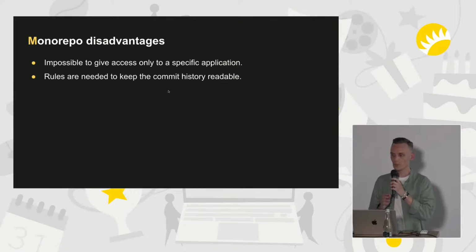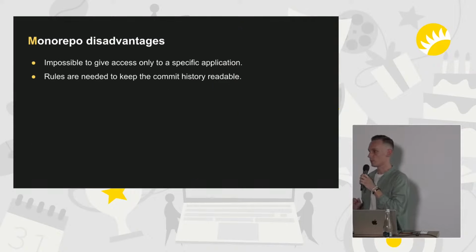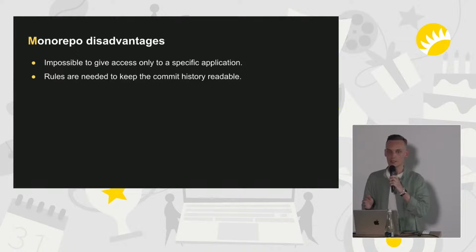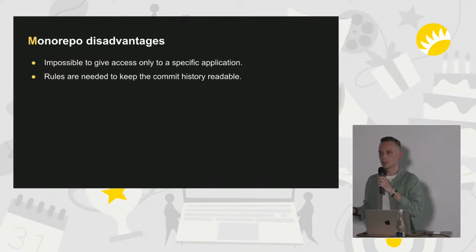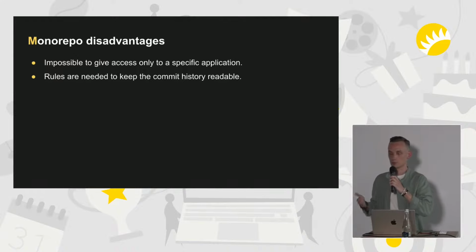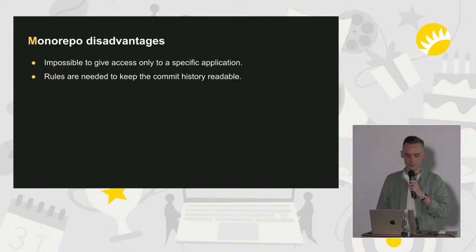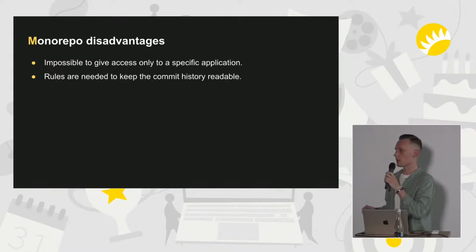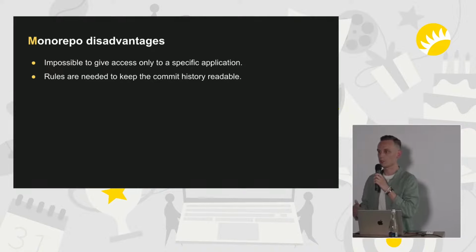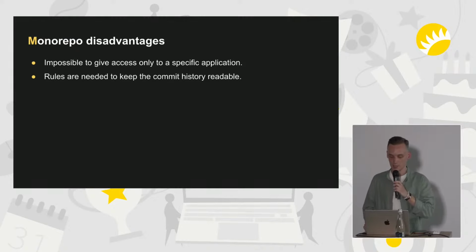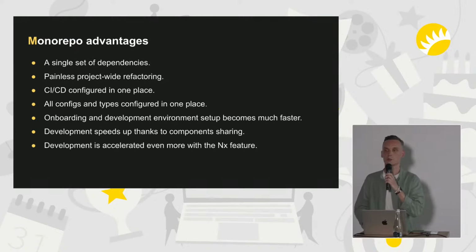Sure. At first, there is no way to share access to a specific application. A developer with access to the repository has access to the whole code base. And a team must agree on a way to name commits and branches so the commit history is readable and understandable. But there are advantages to a monorepo.